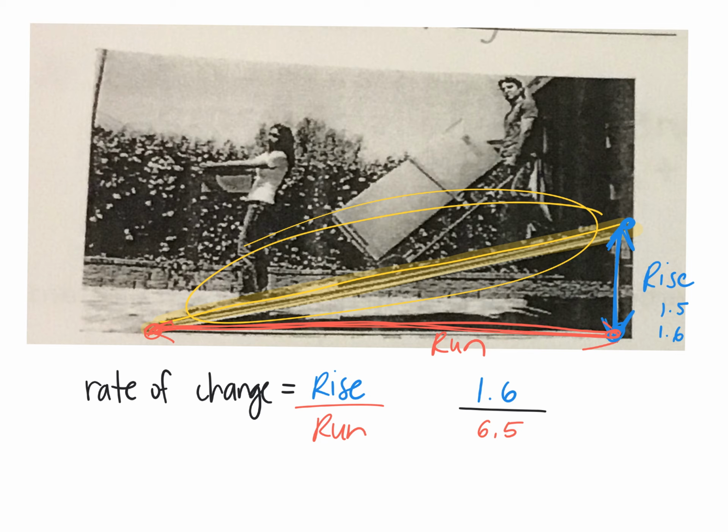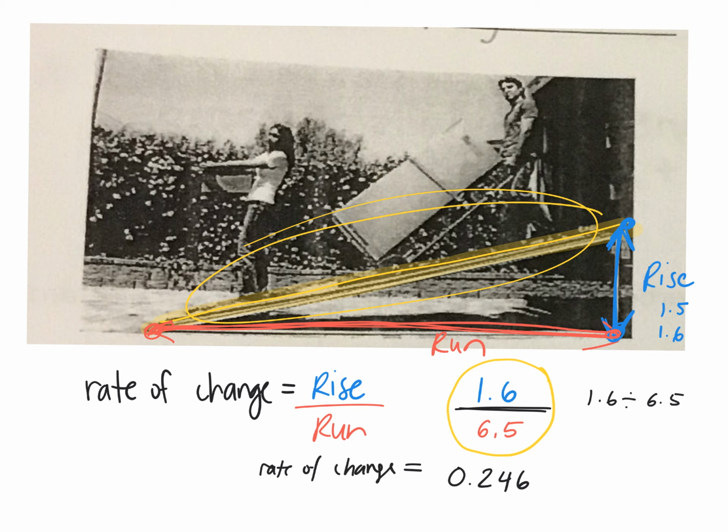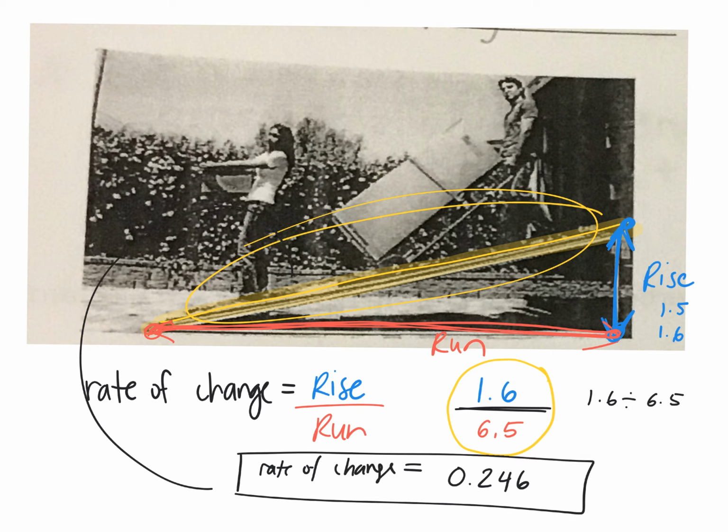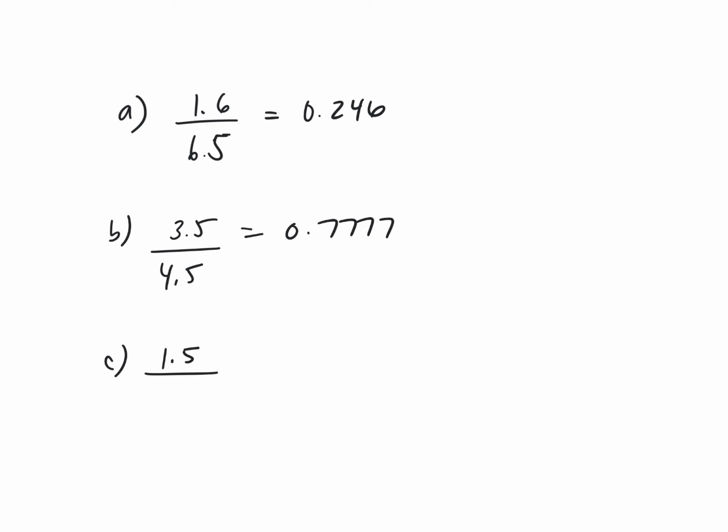So the rise over run, look here, we're not done. It's 1.5 over 6.5. Well, let's divide that. 1.6 divided by 6.5. Remember how you turn a fraction into a decimal. What's 1.6 divided by 6.5? What do you got? 0.246. So that is the rate of change. That's the answer for the first ramp. For that ramp, it has a rate of change of 0.246. For the next one, 1.5 over 6.7. Let's round it to that, which is 0.223.